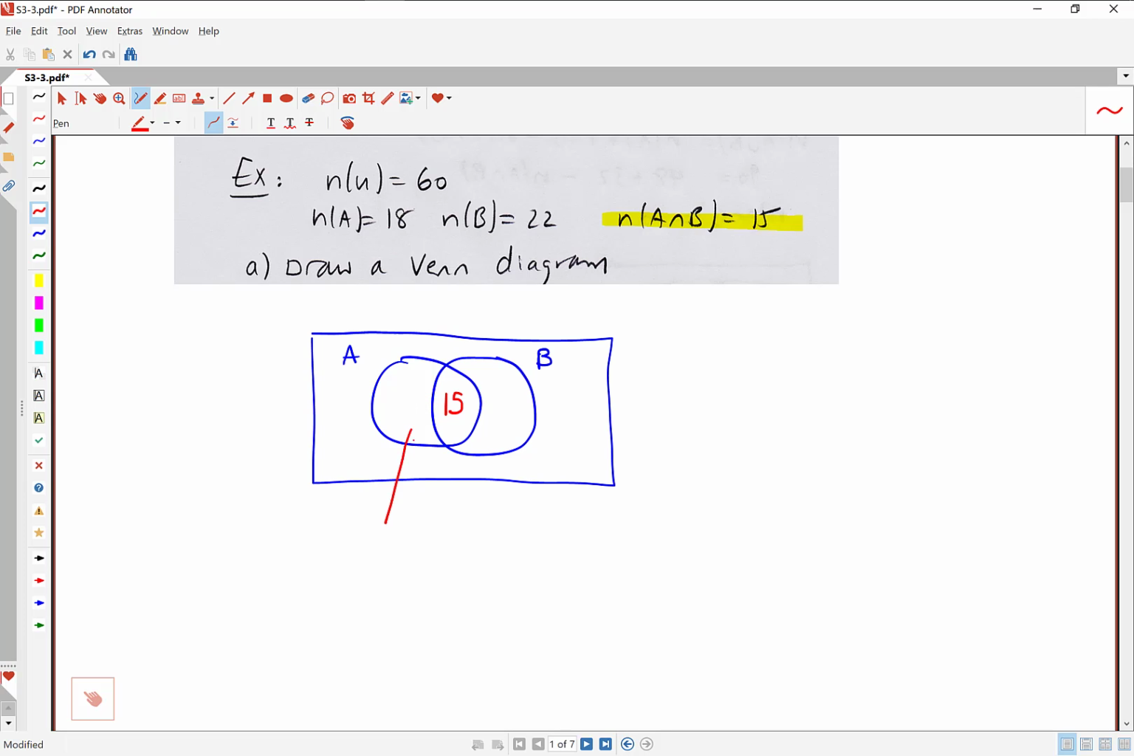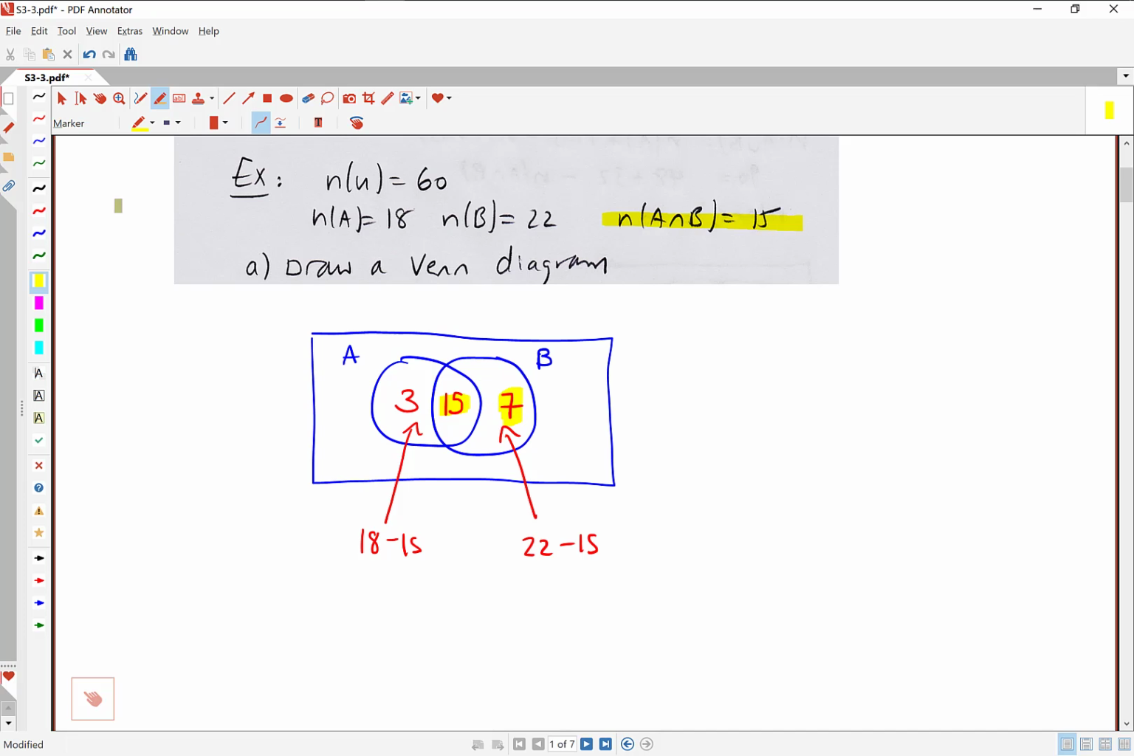We know that A has a total of 18 elements. So if we add up the numbers in these two regions, we're going to get 18. In other words, to get this number here, we're going 18 minus the 15 that we've already accounted for. So that tells us that there are going to be 3 elements out in this region. And in a similar way, we can get this number here. We know that B has a total of 22 elements. So if we go 22 minus 15, that gives us 7 elements over here. So B has 22 elements, 15 of those are also in A, and 7 of them are in B but not in A.